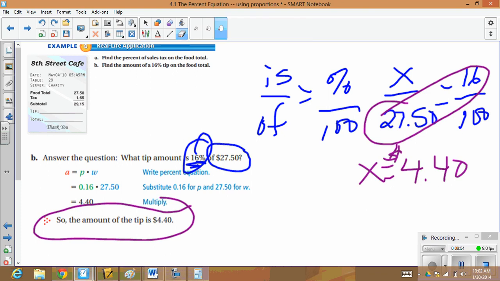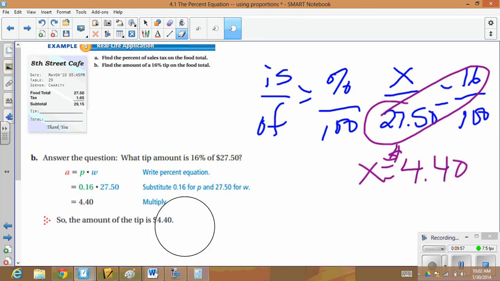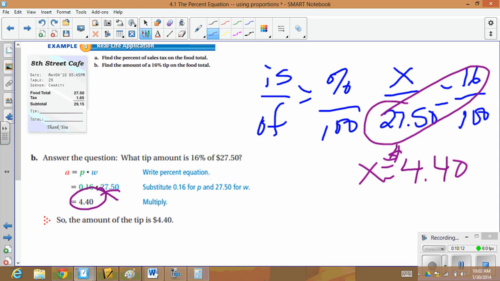Using the equation, I don't know the part, so A remains blank. I know the percent is 16%. So in the equation, you do have to convert it to a decimal times the whole, which is 27.50. And you get a final answer of $4.40. So either way, we get the same solution. You decide which way you like better.